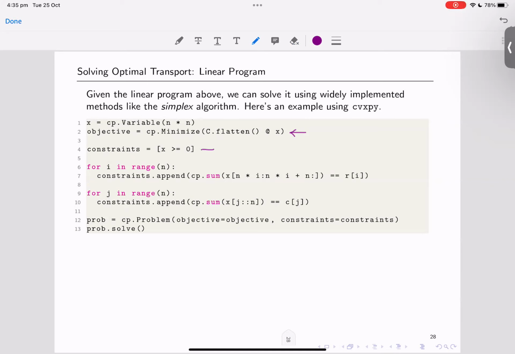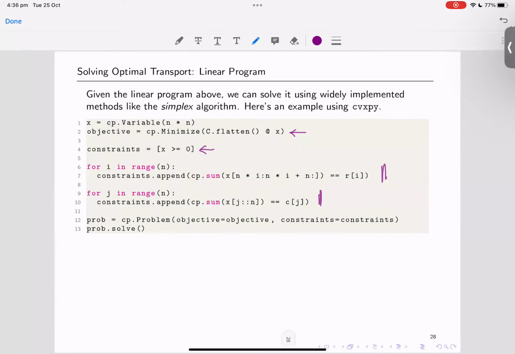The first constraint is just X greater than or equal to 0, because we don't want negative values. Then this for loop is for the row constraints, meaning that whenever you loop over i, you sum the ith row of X. Because X is now a serialized vector, you need to index it in a slightly different way than you would with a two-dimensional matrix. And you would do the same thing for the column constraints.